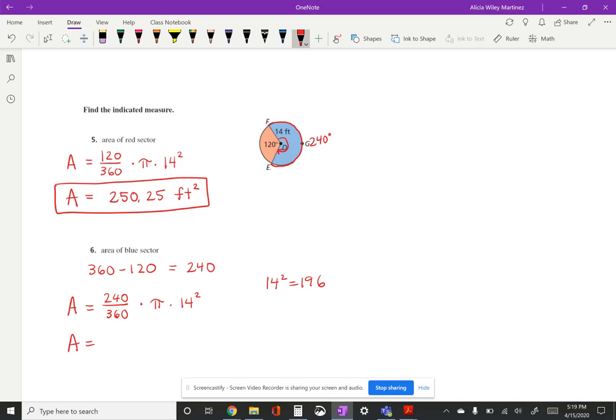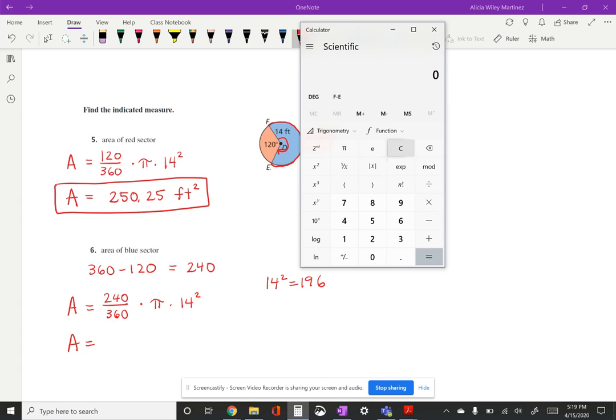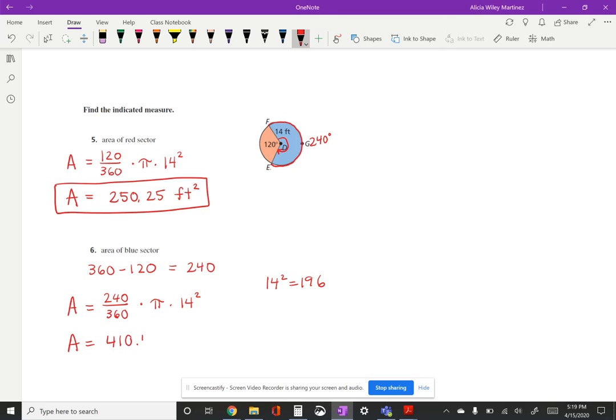So all you need to do is a little bit of calculator work here, clear out what I did before. 240 divided by 360 equals, times that by pi equals, times that by 196. You should get an answer of 410.50. And again, it is area, it is feet, so it's feet squared. So there you go. That's how you find an area of a sector.